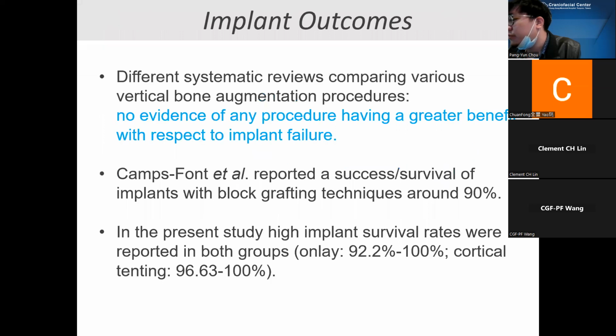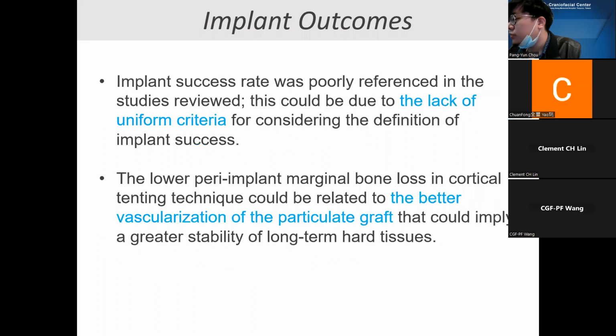And different systematic reviews comparing various vertical bone augmentation procedures show that there is no evidence of any procedure having a greater benefit with respect to implant failure. And the reported success and survival rate of implants with block grafting techniques is around 90%. And in the present study, high implant survival rates were reported in both groups. Implant success rate was poorly referenced in the study, and probably the reason is that there is no uniform criteria for the definition of implant success.